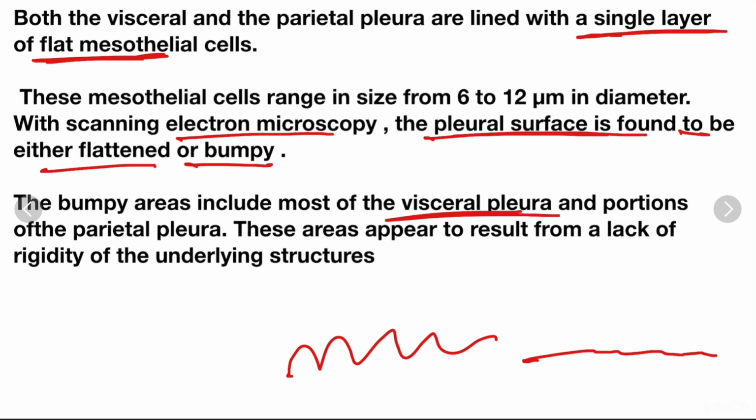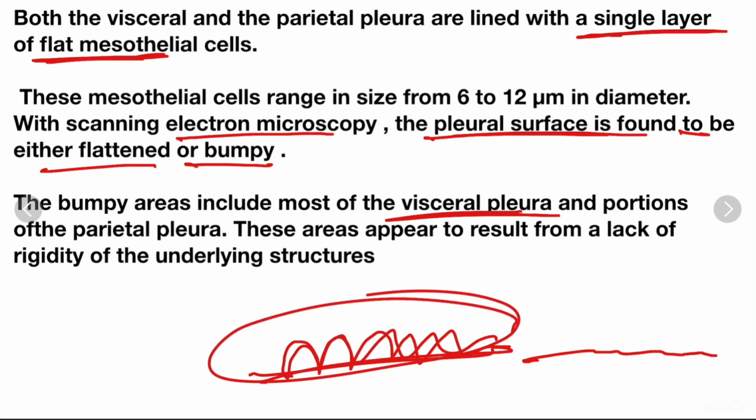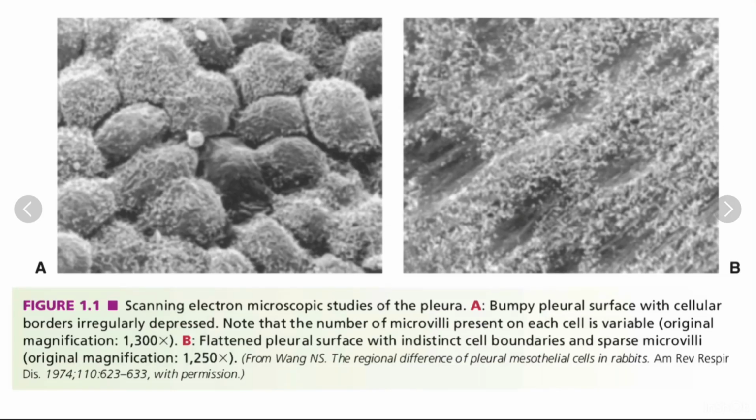Means the underlying structure is not that rigid, so it used to get bumped out. This is because of the visceral pleura. Here we can see these bumpy areas are because of the visceral pleura, and the underlying thing used to be non-rigid. Here they are telling that A is a bumpy pleural surface with cellular borders irregularly depressed.